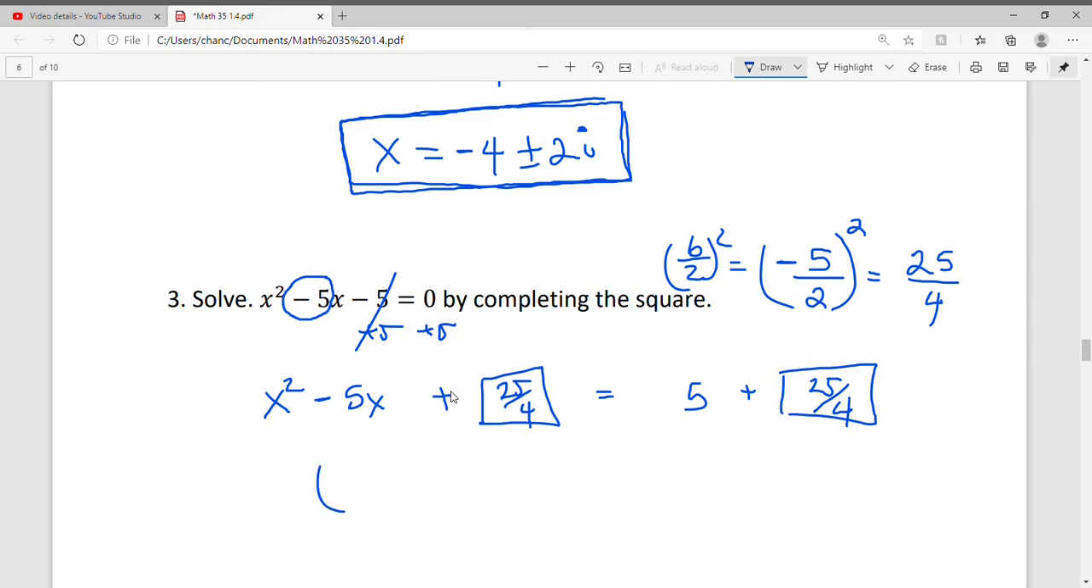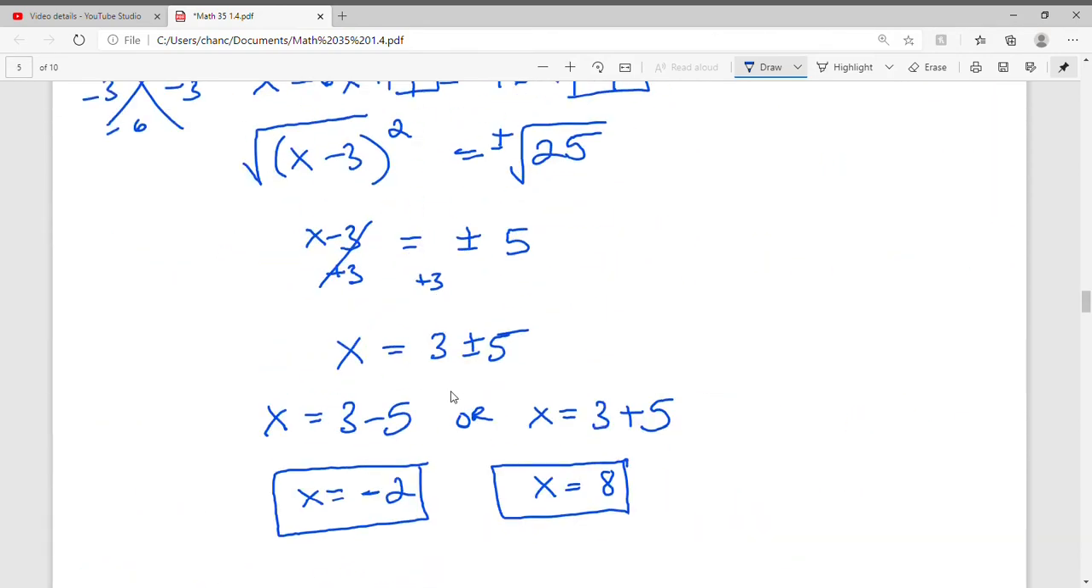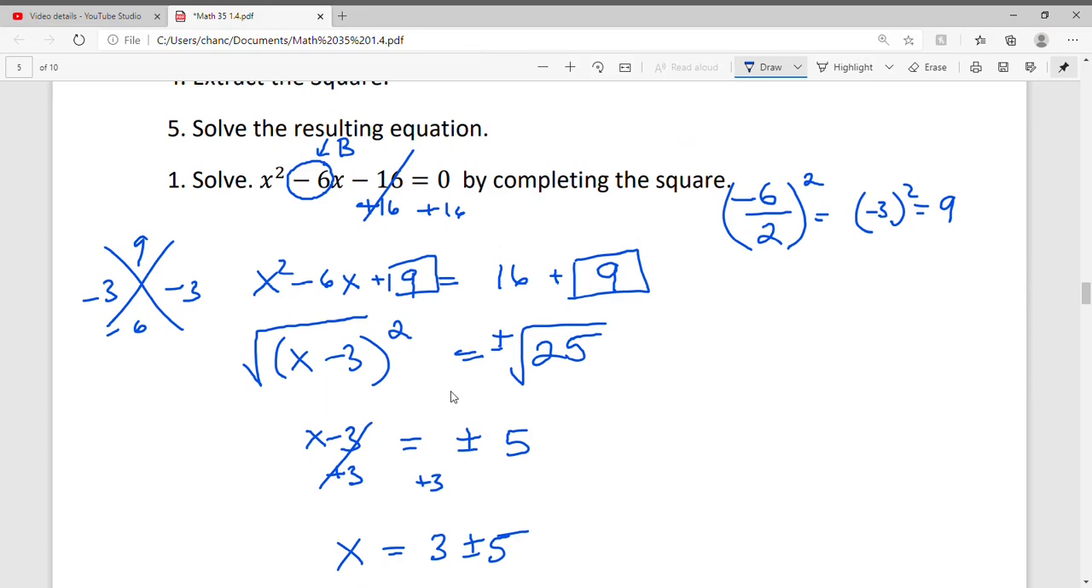Now here is the secret. I can factor this very quickly if you know the shortcut. Let's go back to number 1 and number 2 to look at what the shortcut is. Notice that this factors as negative 3 and negative 3. Look at the number in the middle, that's a negative 6. If I divide it by 2, I get that negative 3.